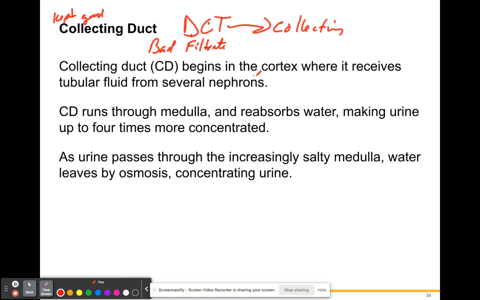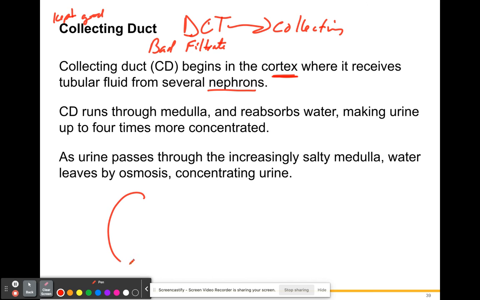Okay, the collecting duct begins in the cortex, right? That outermost section of the kidney, where it receives fluid from several nephrons. So several nephrons are going to dump into this collecting duct. The collecting duct runs through that medulla, right?